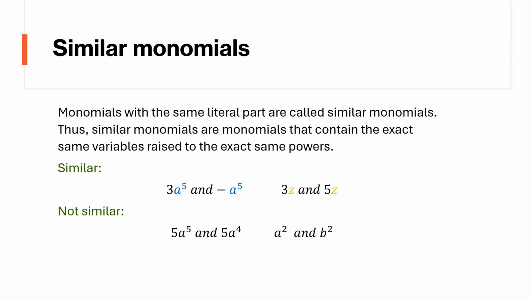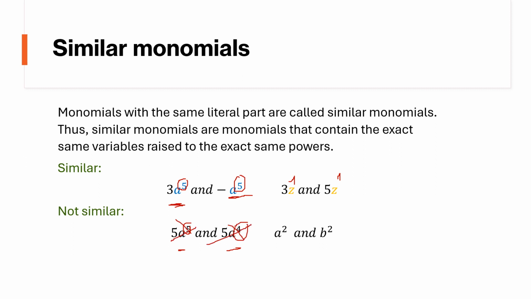So we can see that 3a to the fifth and negative a to the fifth are similar indeed. Why? Maybe I can show you a bit more clearly. Here we have a to the fifth and negative a to the fifth. In this case, the exponents are equal and the letters are equal, so this is okay. The same thing goes with 3z and 5z. The exponents in this case are 1, and 1 is equal to 1 and z is equal to z, so this is fine. But the problem is here, because a is actually equal to a, but 5 is not equal to 4. This is not okay.